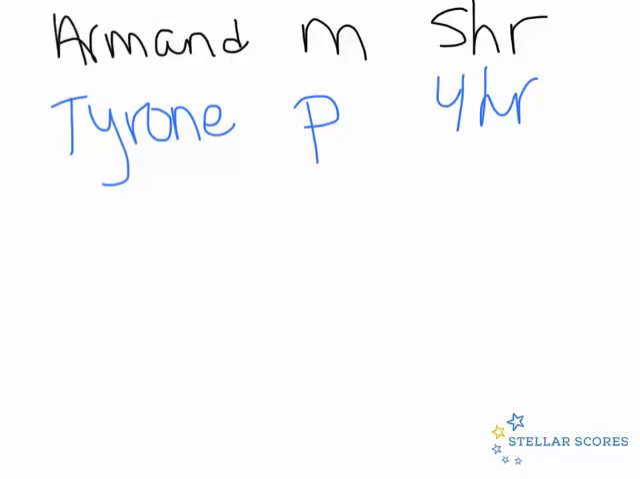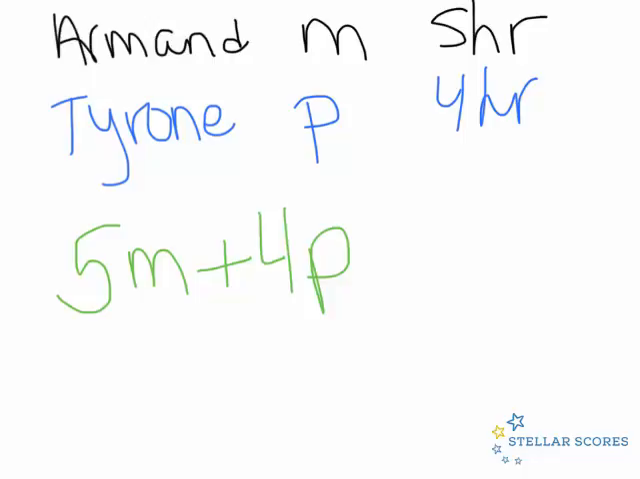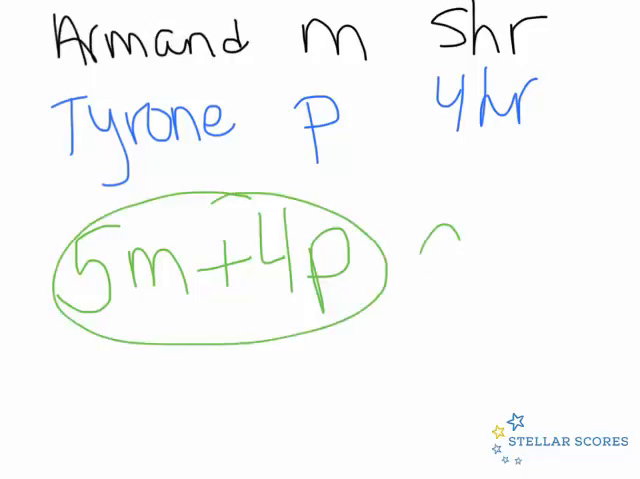Well, there's two ways to solve it. Let's do the first way, which is doing it algebraically. So Armad sent M messages per hour, and he did so for 5 hours. So we're going to say 5M then is the total amount of messages that he sent. And then Tyrone sent P messages per hour for 4 hours. So we're going to represent that as 4P. So that's the right answer, and that is choice C.